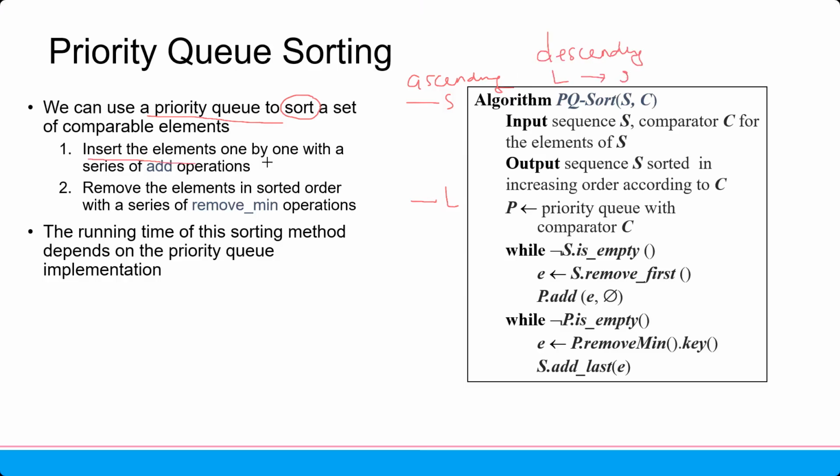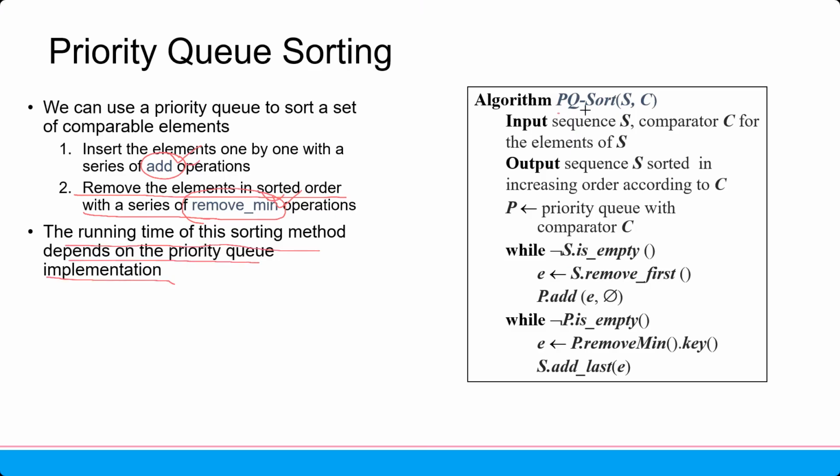So we insert the elements one by one with a series of add operations. And then remove the elements in sorted order with a series of remove min operations. So the operations will be add, remove min, add, remove min. So the running time of this sorting method depends on the priority queue implementation. So you need to know how to implement this priority queue.